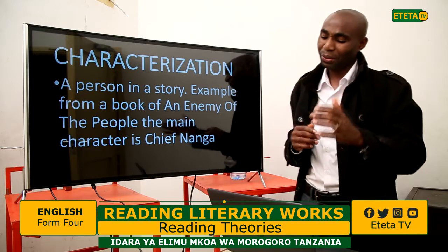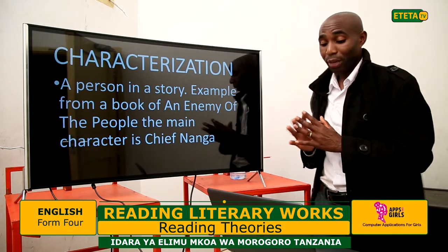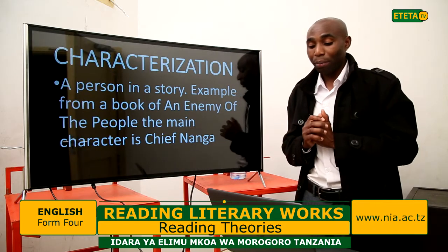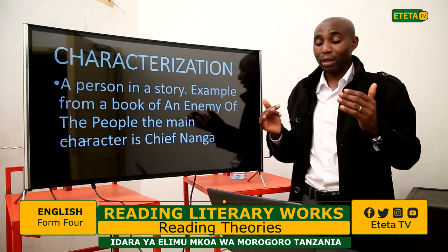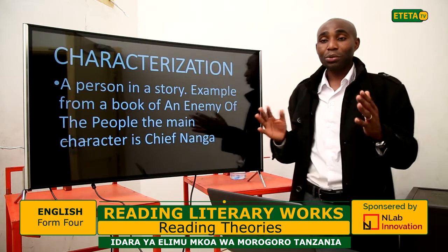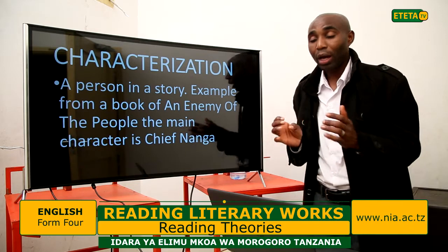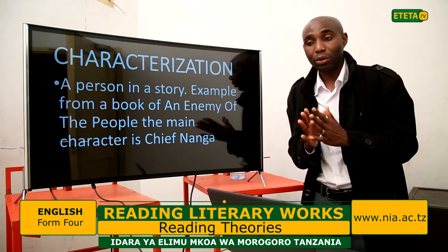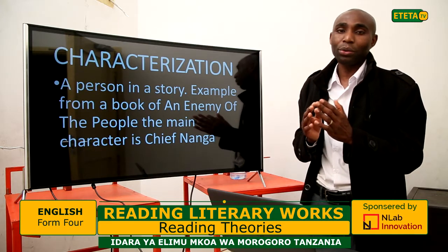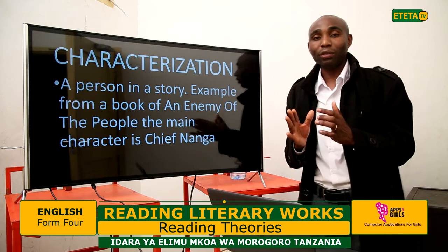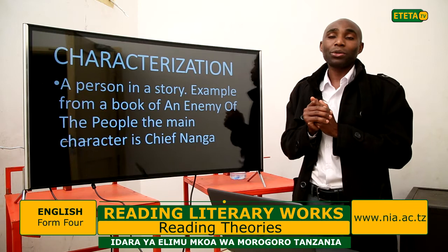A person in a story. Now, maybe an example: someone wants to read a book, A Man of the People, which was written by Chinua Achebe. The main character is Chief Nanga. Or someone wants to read a play written by Ngugi wa Thiong'o, The Black Hermit. There is a main character we call Remi, the one who was lamenting, the hermit, the one who was living far away from his home village. We call it a person or a character.